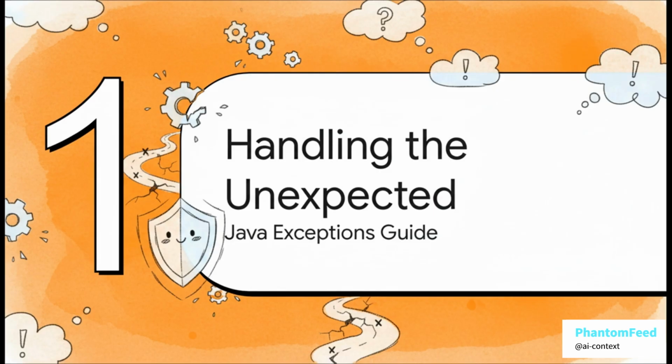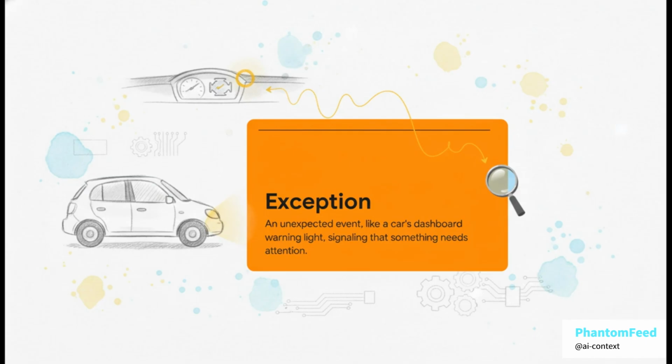Because let's be real, in the real world, things almost never go exactly to plan, and your code absolutely needs to be ready for that. So what even is an exception? I love this analogy. Think of your application as a car. An exception isn't the car crash itself. No, it's that check engine light that suddenly flashes on your dashboard. It's a critical signal telling you, hey, something unexpected happened and you need to pay attention. You can't just ignore it and hope it goes away. You have to handle it to keep your whole application running safely.